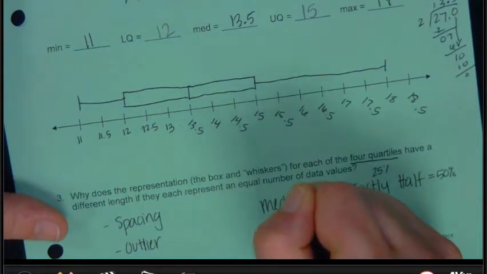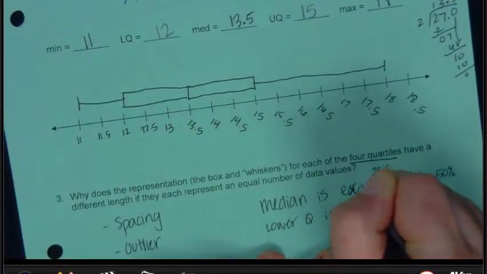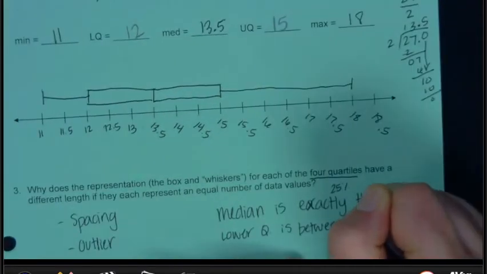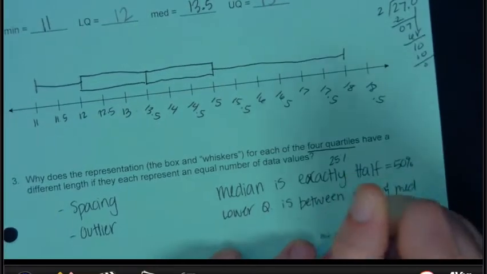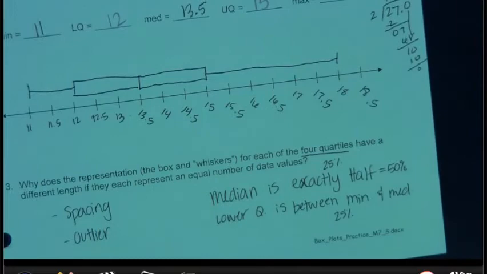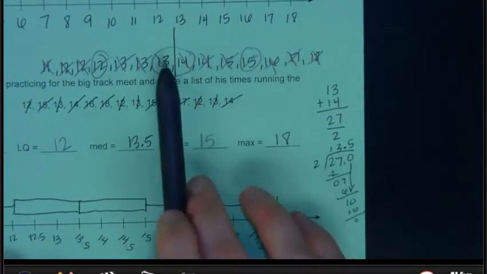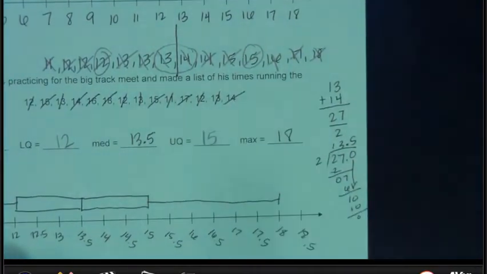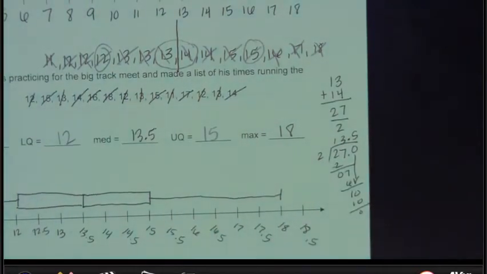Well, the lower quartile is between the minimum and the median, which is 25% of the way. And then the upper quartile, from the minimum to the upper quartile, defines the upper quartile; it's from the minimum to the maximum, which is another 25%. So that's why each section is 25% of the data, okay?